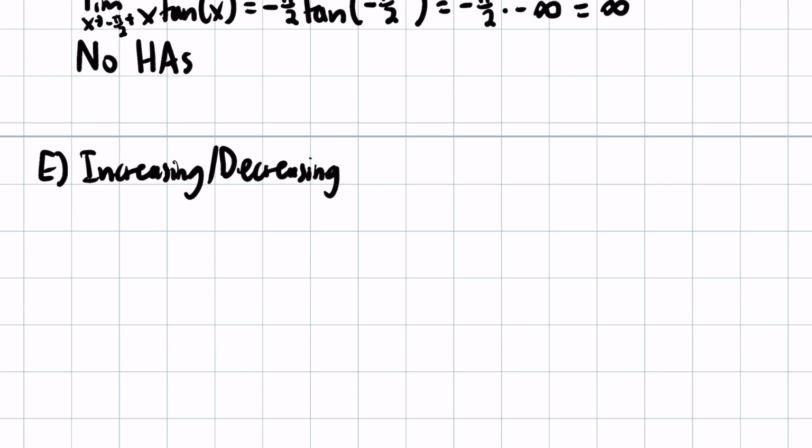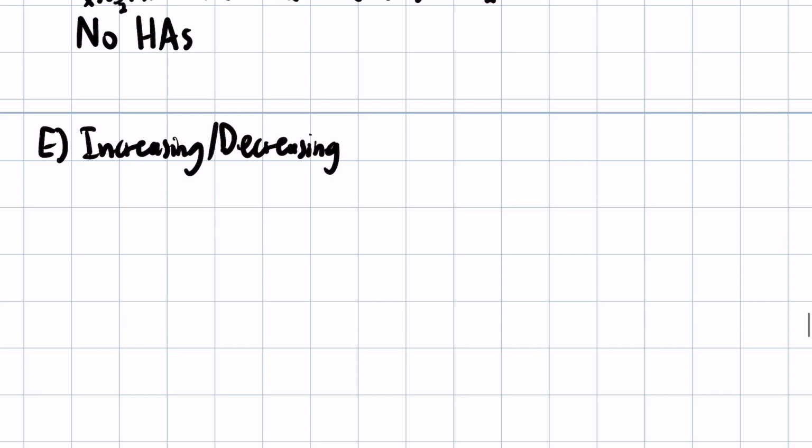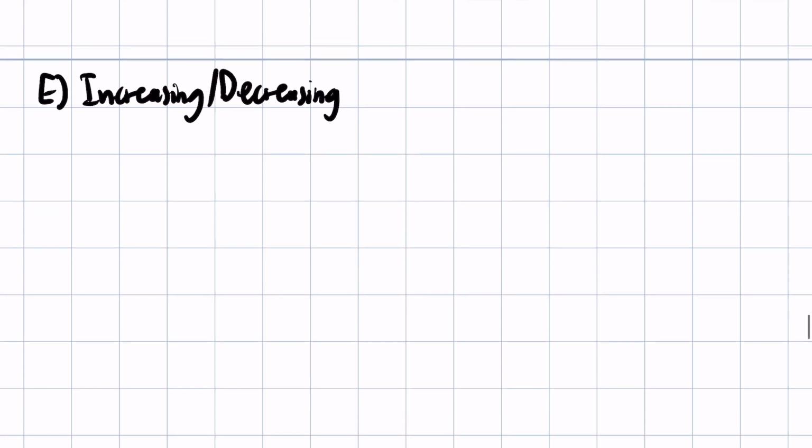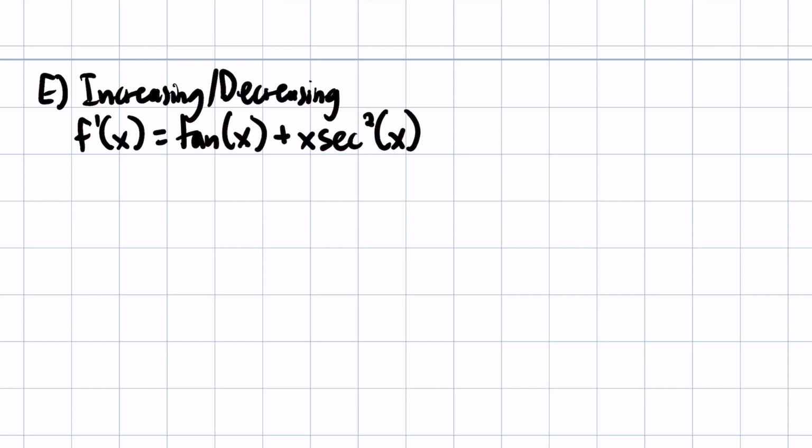So again, to do this, we first need to find our first derivative in order to find the critical points, and then to find where the first derivative is negative and positive. So here, f prime of x, we have to do the product rule. So first we do the derivative of x times tangent of x. Derivative of x is 1, so this is just tangent of x, plus x times the derivative of tangent of x. Derivative of tangent of x is secant squared x. So this is our derivative.